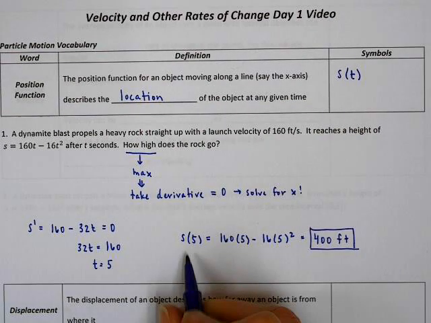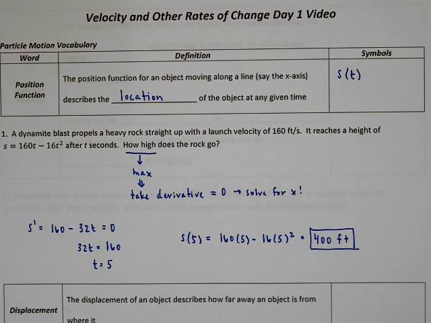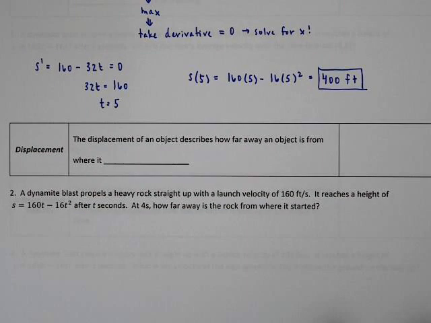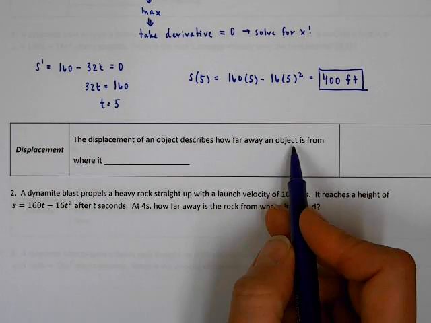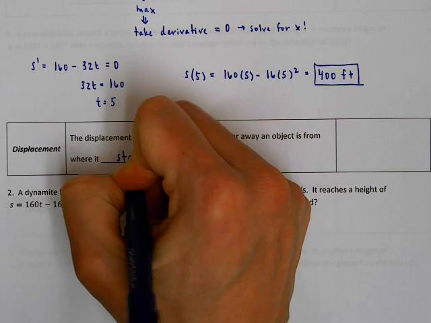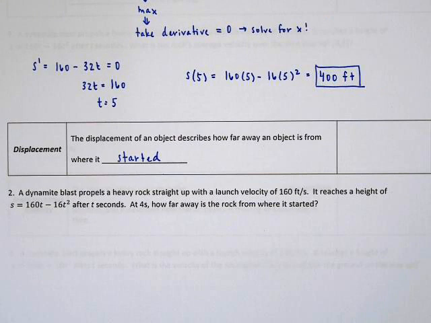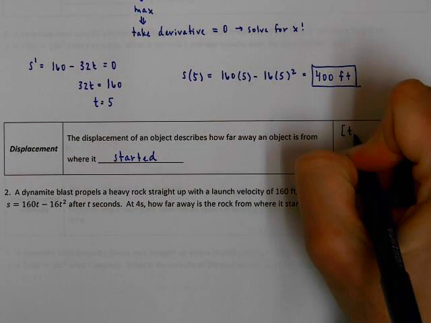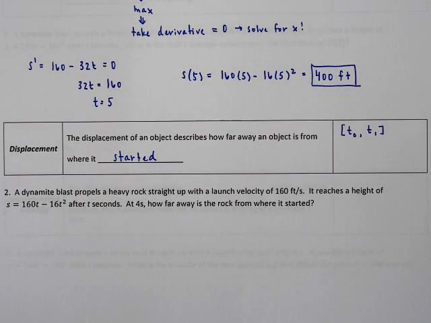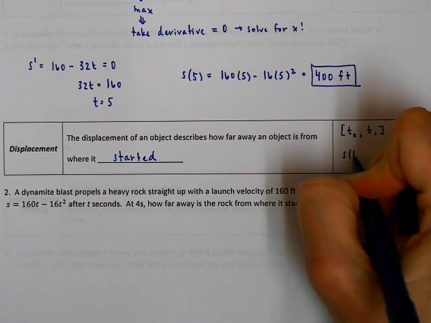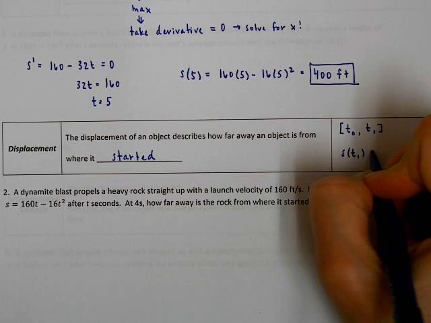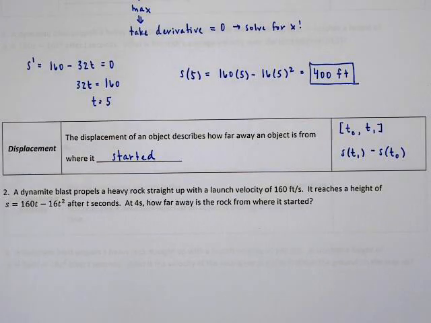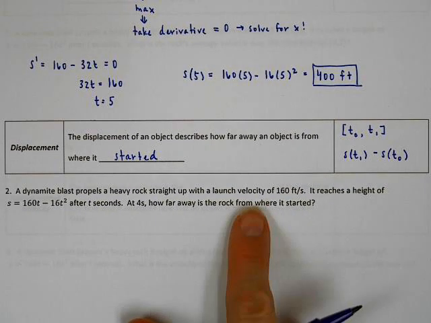So again, that position function is just telling me where my object is at a particular point in time. Now, displacement is a little bit different. Displacement of an object describes how far an object is from where it started. So it's not telling me where it's at, it's just telling me how far it is from where it started. So if I'm looking over an interval, from an initial time to some other point in time, my displacement is going to be s of t sub 1, the position where it ended, minus the position where it started.